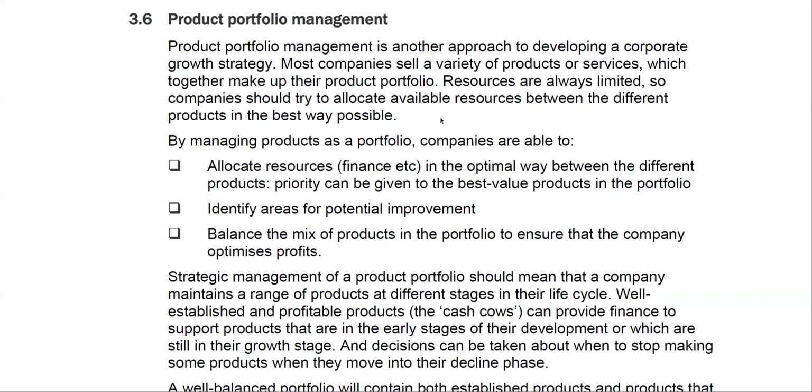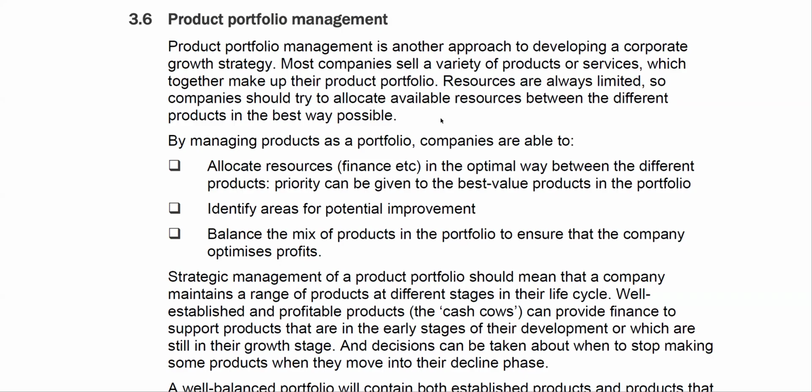So we looked at the BCG matrix and other product portfolio matrices, right? So product portfolio management is another approach to developing a corporate growth strategy. So most companies sell a variety of products or services, which together make up their product portfolio. So resources are always limited. So companies should try to allocate available resources between the different products in the best way possible.